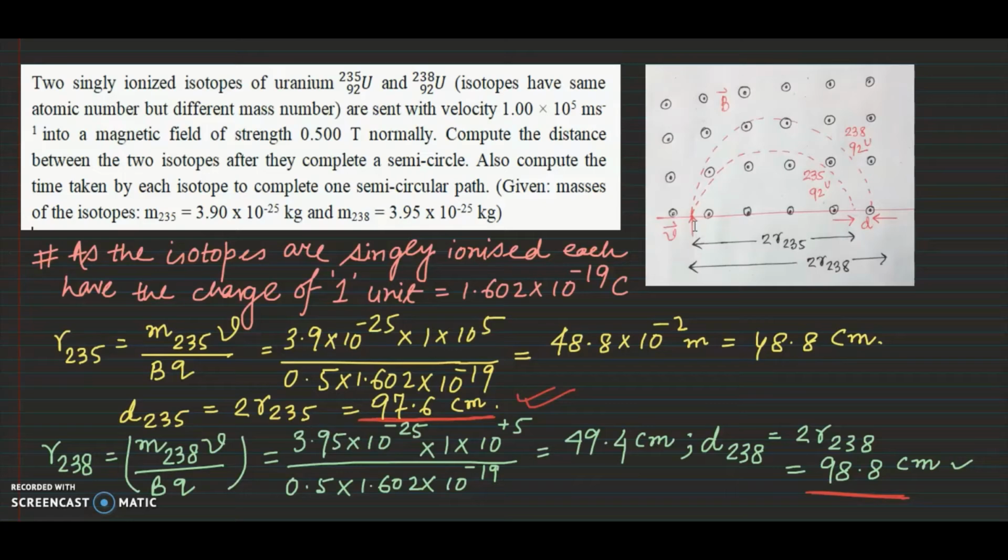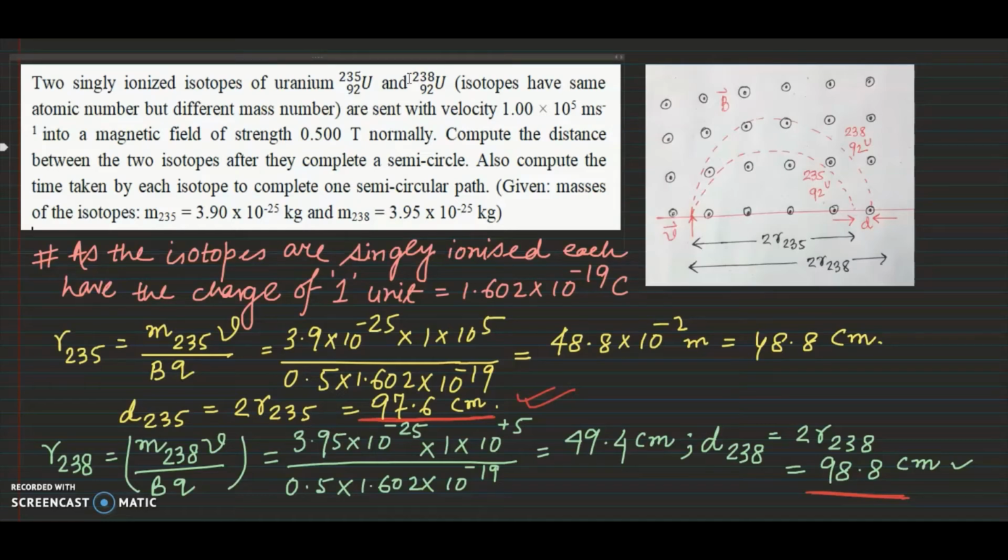At this point the two isotopes enter the magnetic field and they will feel the Lorentz force and they will move in a circular direction. So the two isotopes have different trajectories. I need to find, after completing one semicircle, the distance between the two isotopes. Initially they were at the same position. The mass of 235U, M235, is 3.9 times 10 to the minus 25 kg, and the mass of uranium 238 is 3.95 times 10 to the minus 25 kg. As the isotopes are singly ionized, each one has a charge of plus 1 unit, so the charge will be 1.602 times 10 to the minus 19 Coulomb.